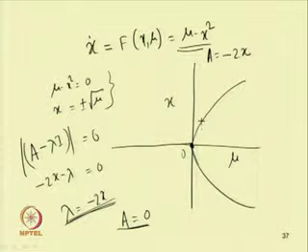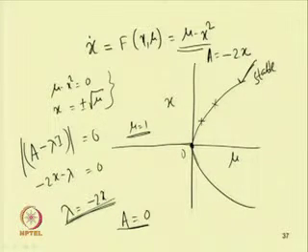If mu is positive, then lambda becomes negative, as x equal to root mu. Let us take mu equal to 1, for example. Then x becomes plus 1 and minus 1. For x equal to plus 1, lambda becomes minus 2. So the eigenvalues are negative, and as eigenvalues are negative, this branch is a stable branch.